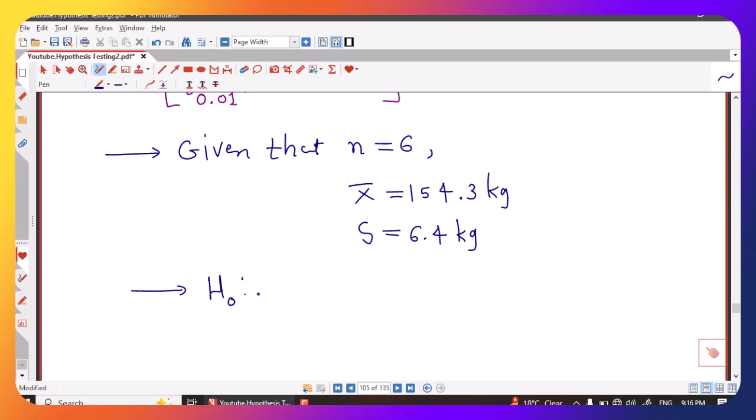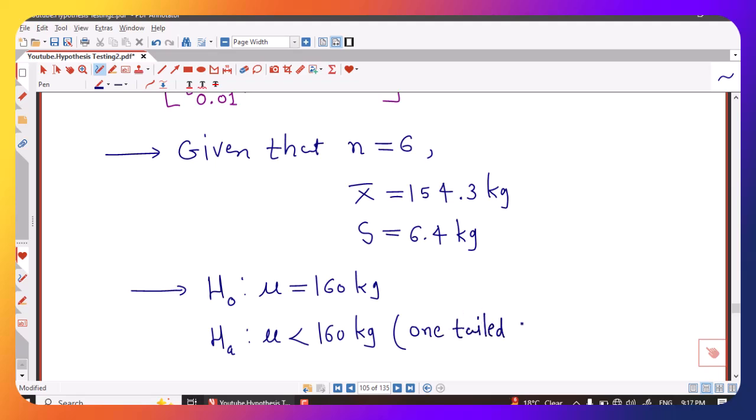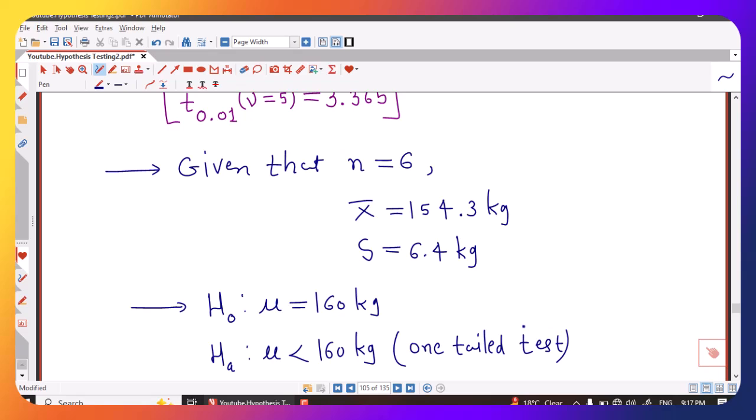We want to test the null hypothesis that mean breaking strength is 160 kg against the alternative hypothesis that mean breaking strength is smaller than 160 kg. This means we have a lower tailed test, or one tailed hypothesis test, and we can see the sample size is 6, which is less than 30. Therefore we will use small sample hypothesis test for population mean.